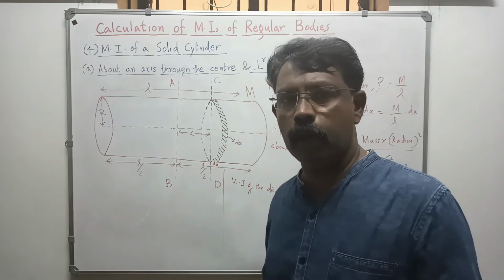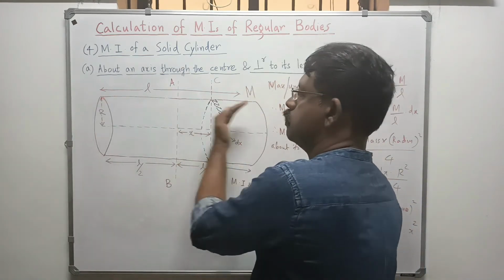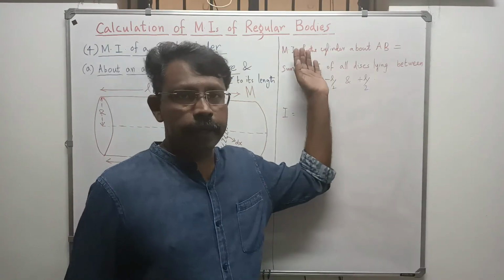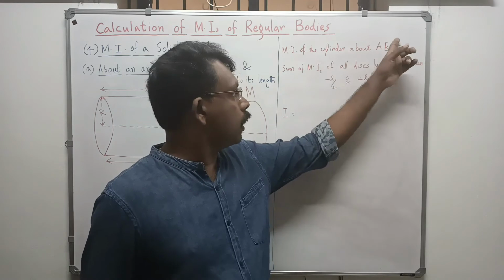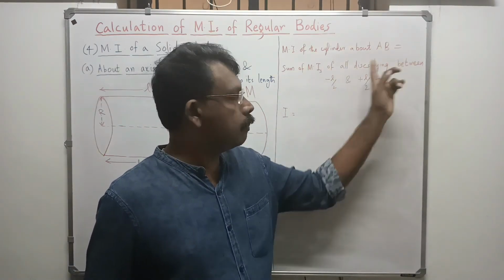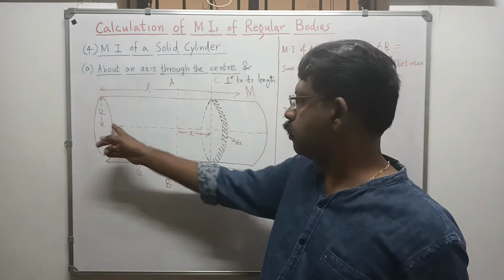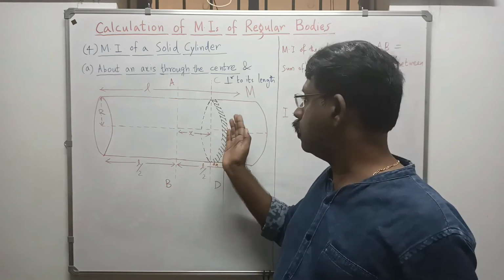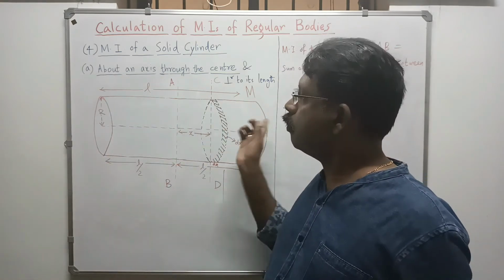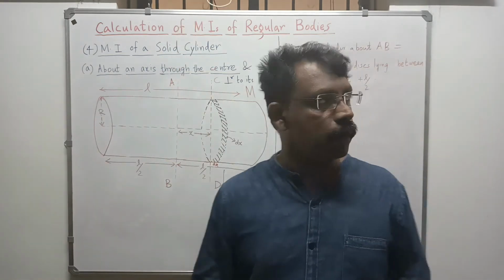After that we can integrate from this point to this point, because such disks will be coming from this point to this point. Now I can say that moment of inertia of the cylinder about AB is equal to the sum of moments of inertia of all disks lying between minus L by 2 and plus L by 2. So what we are going to do is integrating the moment of inertia of all these disks lying between minus L by 2 and plus L by 2. Then I will get the moment of inertia of the whole solid cylinder about this axis. That is what we are going to do.